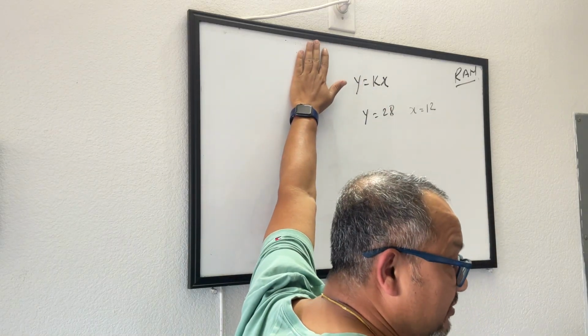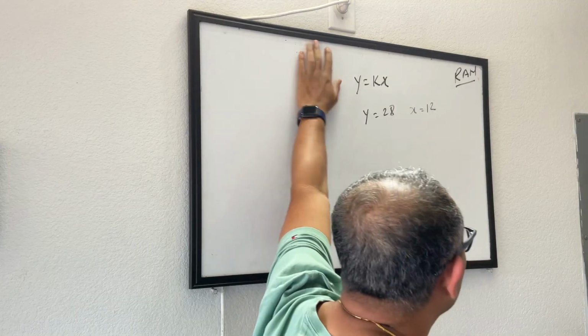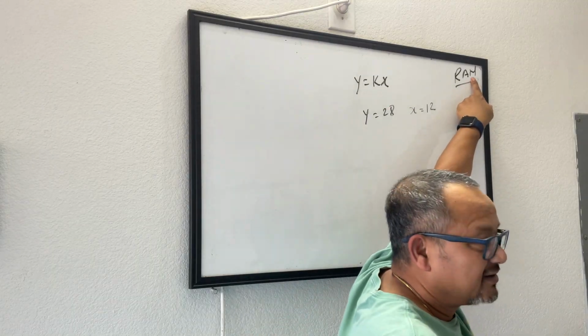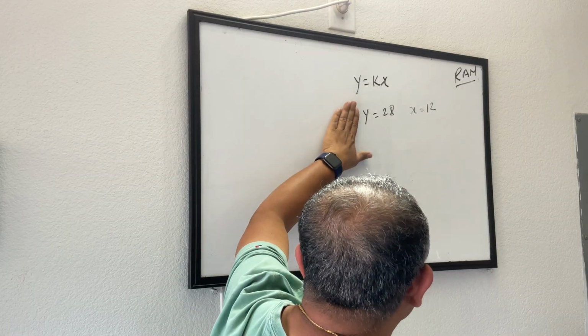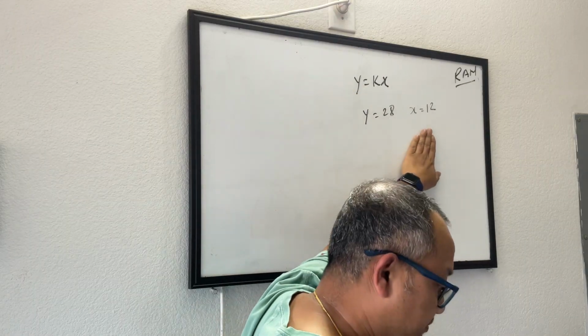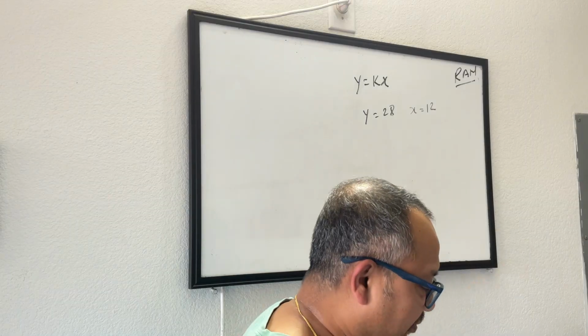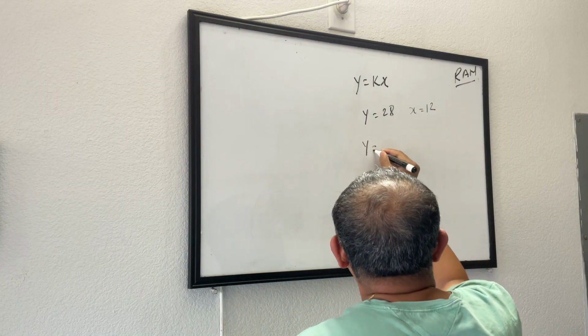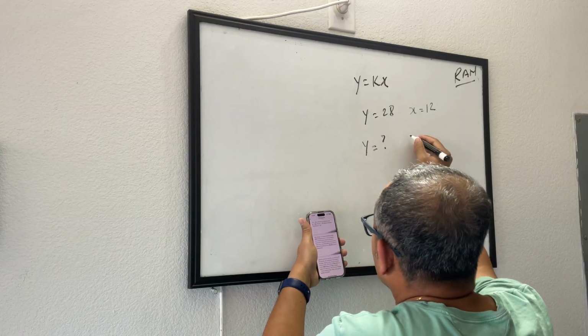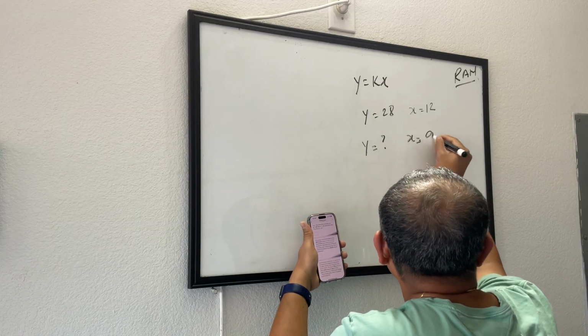Okay, don't rush. Don't rush. This comes here. Y equal to kx, when y equal to 28, x equal to 12. What is the value of y when x equal to 9? What is the value of y when x equal to 9?